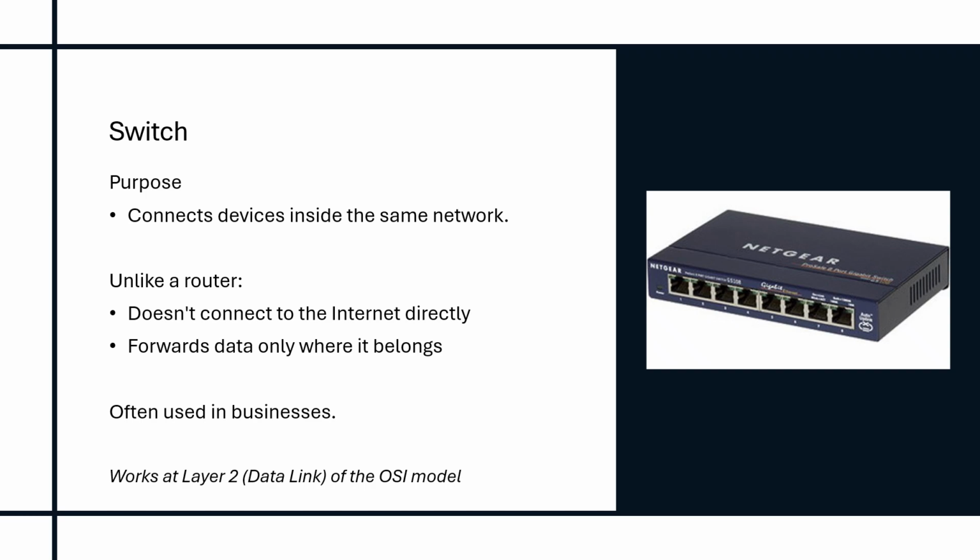The next device is a switch. This connects multiple wired devices in the same network. So unlike a router, a switch doesn't connect your network to the internet. Instead, it allows computers, printers, and other wired devices to communicate efficiently with one another. Imagine a business with 20 desktop computers. Rather than connecting each computer directly to the router, they are connected to a switch.